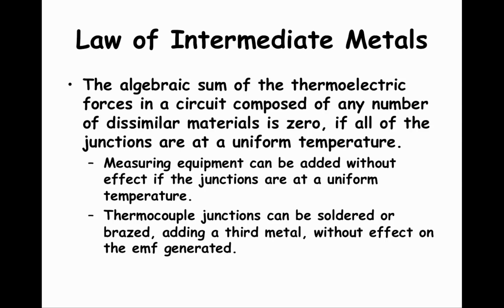The second law, the law of intermediate metals, is given here. It basically says that if we have intermediate metals and multiple dissimilar metal junctions, the EMFs they generate sum to zero if all of the intermediate junctions are at the same temperature. So we can add equipment to the circuit, and as long as all of the equipment junctions are at the same temperature, the total EMF is zero, and it does not affect the measured EMF.